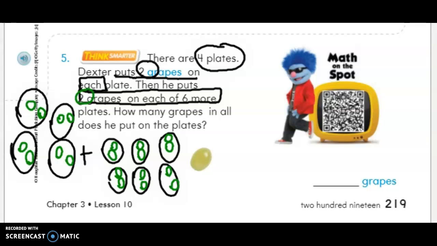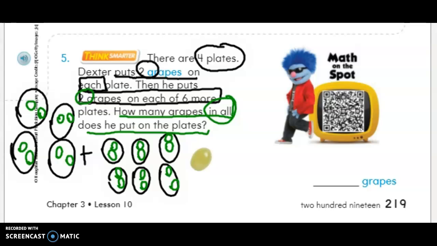So you need to be drawing this in your book. Draw a picture. Remember, you can pause the video if you need to pause it to make sure you catch up. So you should have 4 plates with 2 grapes on each plate and then 6 plates with 2 grapes on each plate. And the question says, how many grapes in all did he put on the plates? So in all tells us that we need to find the total number of grapes.